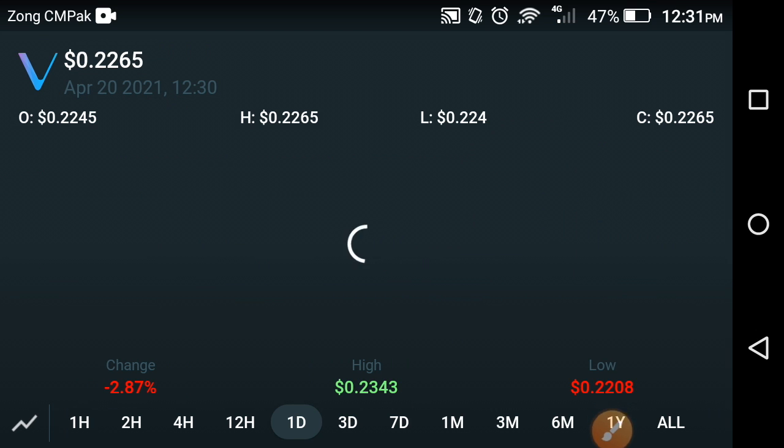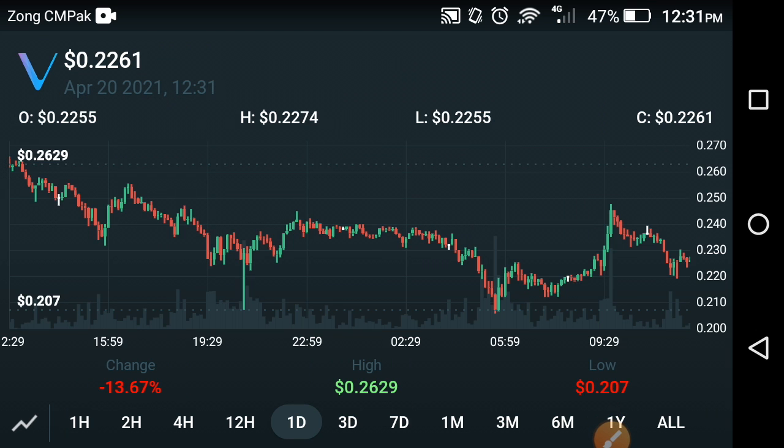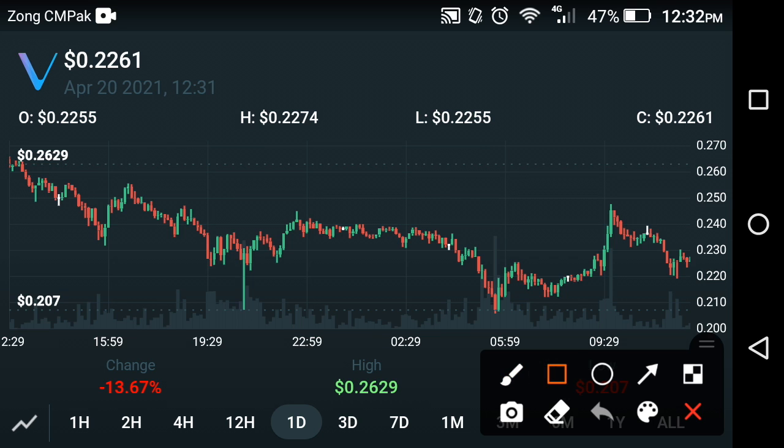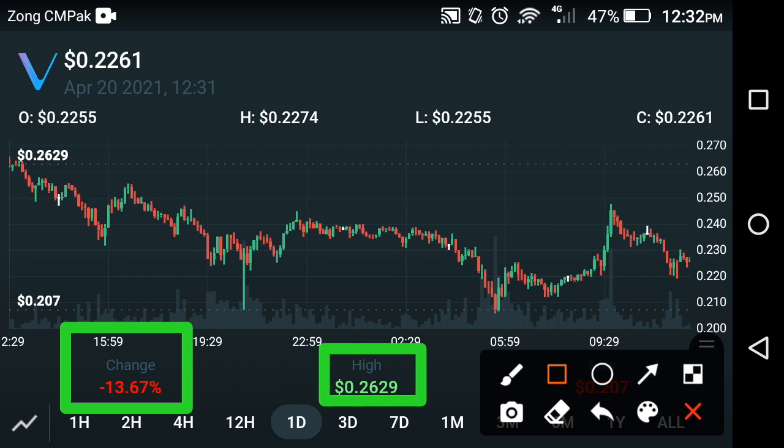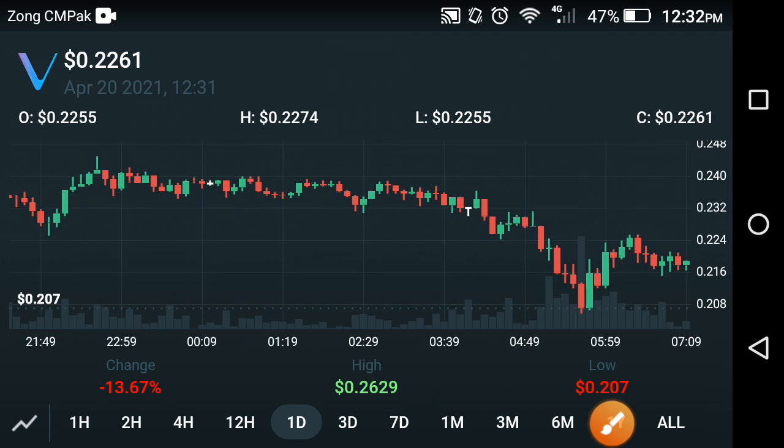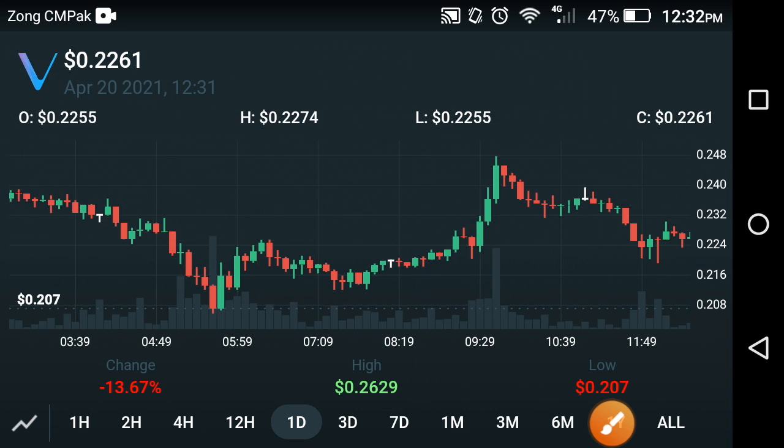Now let's check the last 1 day price prediction, and let's try to detect the next target of Vechain coin. What's the next move in the Vechain coin, friends? As you can see here, the change in Vechain in the last 1 day is about negative 13.67%, and the high price in the last 1 day is about 0.2629 USD, friends.